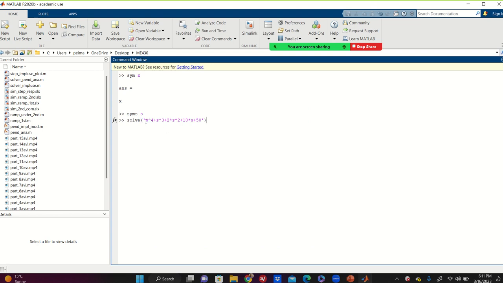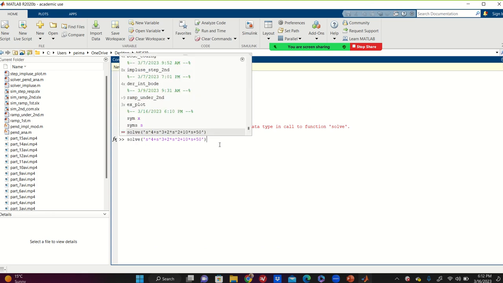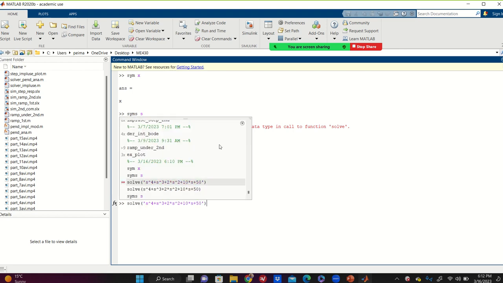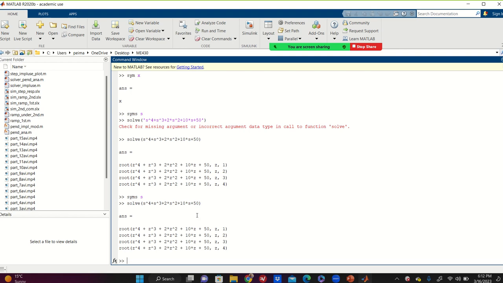First, you have to define your variable of the equation as sym. Then you solve this. Maybe I have to remove this. Yeah. Here we go. Roots. Are you kidding me? So maybe sym s. Yeah. Let me see.